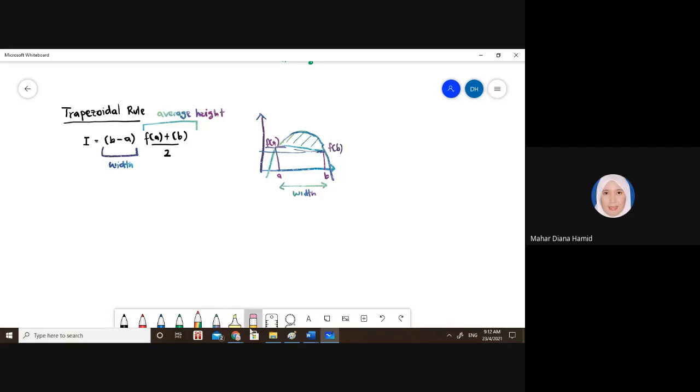So instead of having only one single trapezoid, we're going to have several segments. For example, if we wanted to find the integration of the function from A to B, we are going to divide this function into two segments. So these two segments actually correspond to two trapezoids.